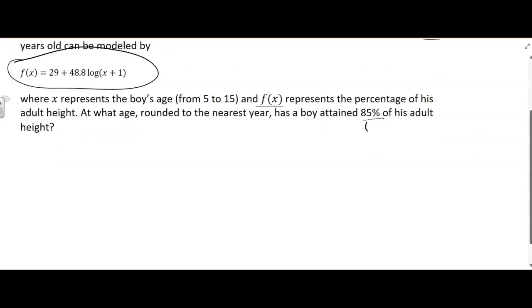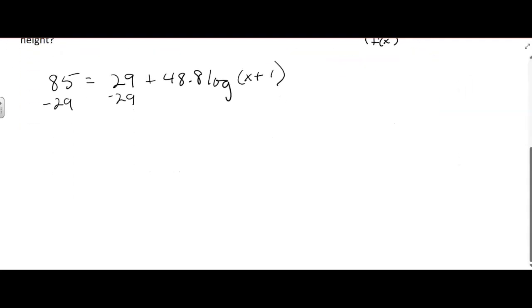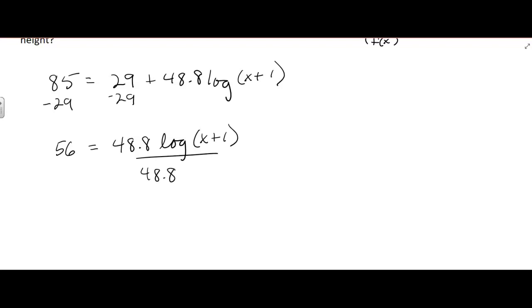So the output we know, that's the f of x, and we're trying to figure out the age, which is x. Okay, so 85 equals 29 plus 48.8 log of (x plus 1). So what we're going to do is isolate the logarithm. I'm going to subtract 29 from both sides, and what do I get? 56 equals 48.8 log of (x plus 1). I need those parentheses there. Divide by 48.8.